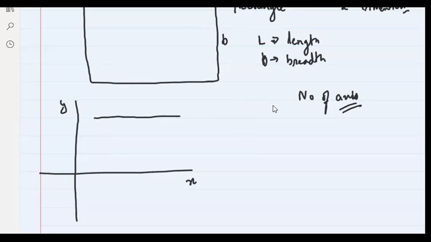Okay. So basically what is dimension? Dimensions are basically the number of axes. If you talk about just one axis, be it x-axis or y-axis, any one line represents one axis. So it is called one dimension.